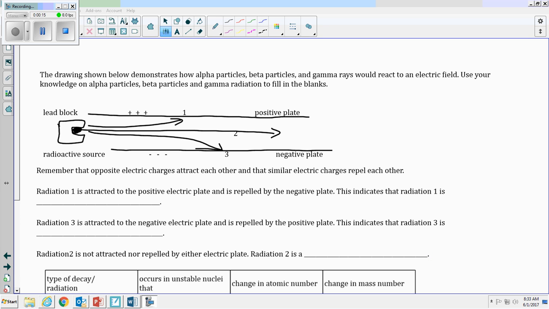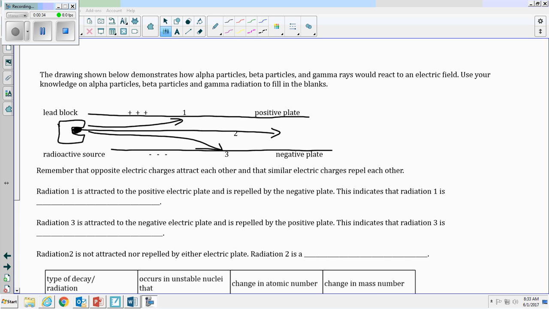One of the ways they were found and how we distinguish between them is by their charge. So go ahead, have a look at that. You have the drawing in your notes, but ultimately you have a radioactive source surrounded by a lead block that makes sure the radioactive radiation only goes one way.